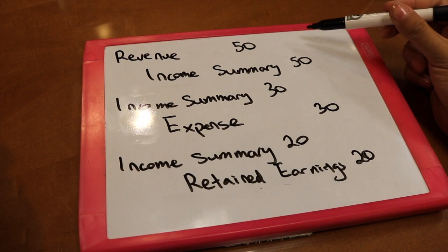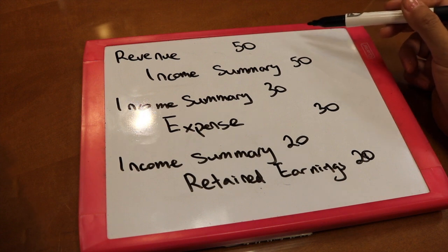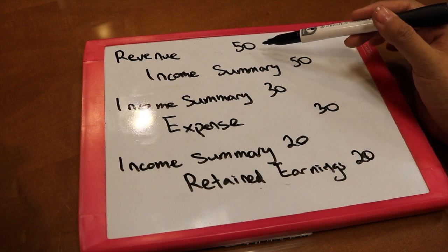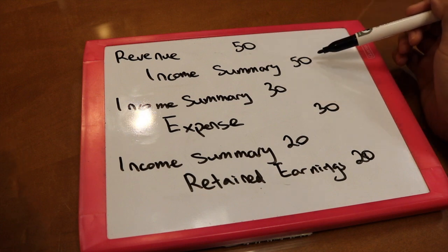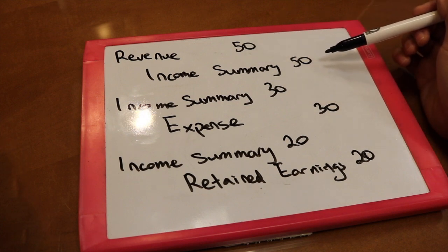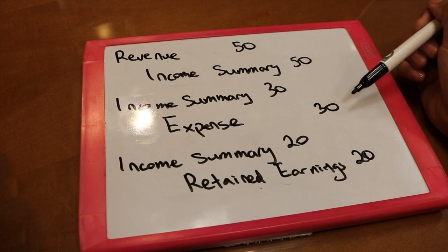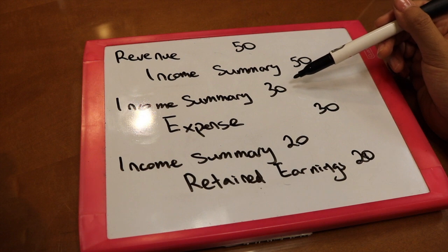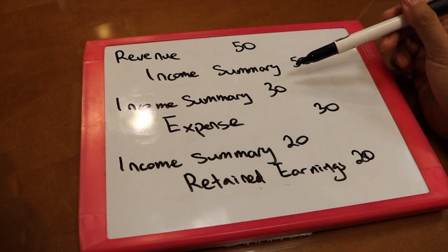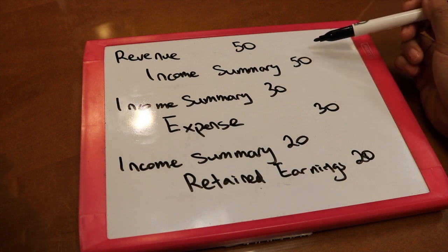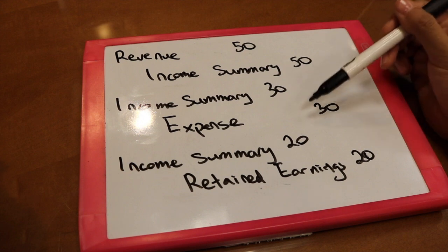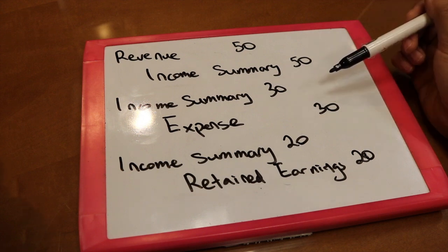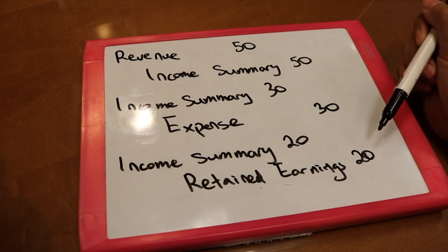Since revenue normally has a credit balance, the ending balance in your revenue account will be debited to zero that out, with the matching credit going into income summary. Similarly, the ending balance in your expense account will be credited with the matching debit going into income summary as well. And assuming that you have a larger revenue than expense, your income summary would end with a credit balance, which will then be debited with the matching credit going into retained earnings.